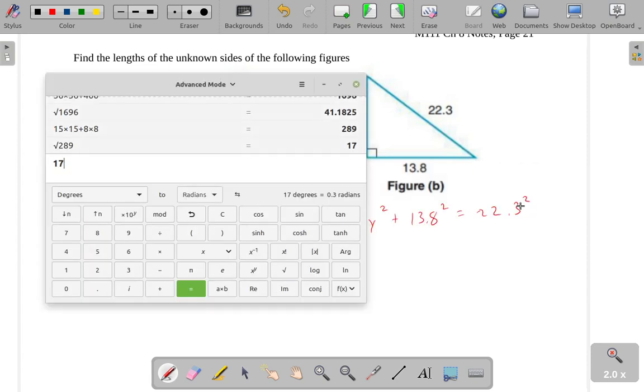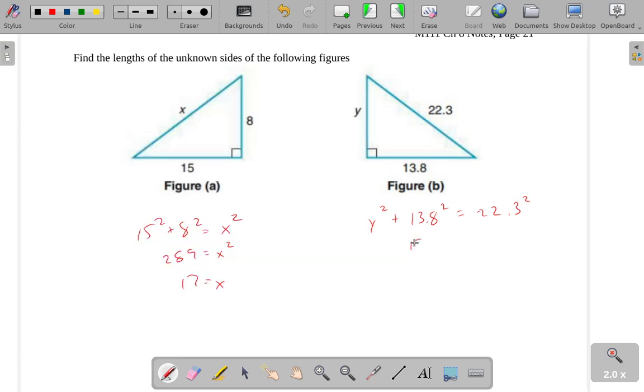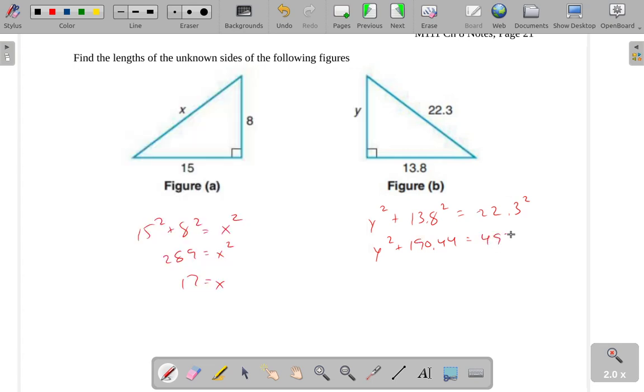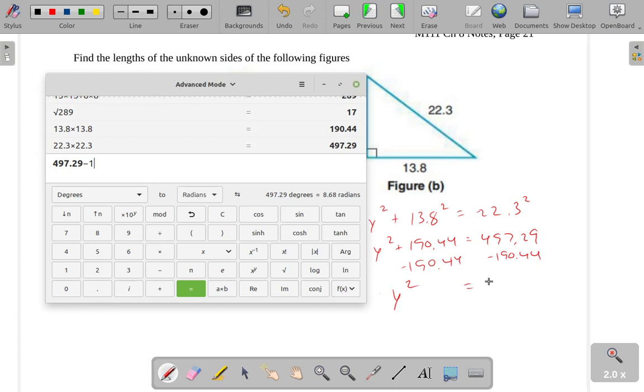Now, you have to do a little bit more to be able to solve this one. Let's see, 13.8 squared is 190.44, and 22.3 squared is 497.29. So if we're trying to find y on this one, I need to solve this equation. I'm going to subtract 190.44 from both sides, giving me y squared equals this number minus 190.44, which is 306.85.